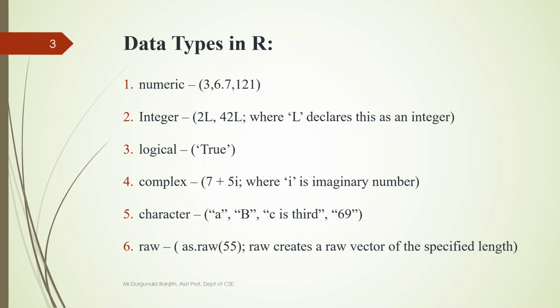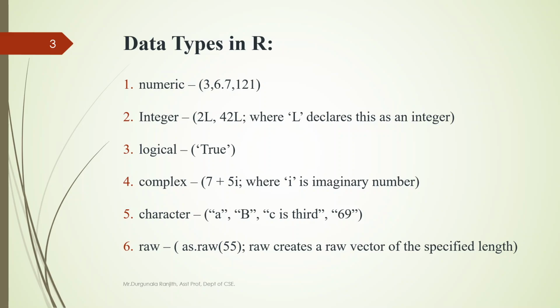The next one is the logical data type, meaning the boolean values true or false are considered logical data types here. The next one is the complex data type, same like Python programming. R programming also supports complex data types, which have two parts, a real part and an imaginary part. In 7 plus 5i, 7 is the real part and 5 is the imaginary part. These complex data types are helpful to implement different machine learning and data science algorithms.